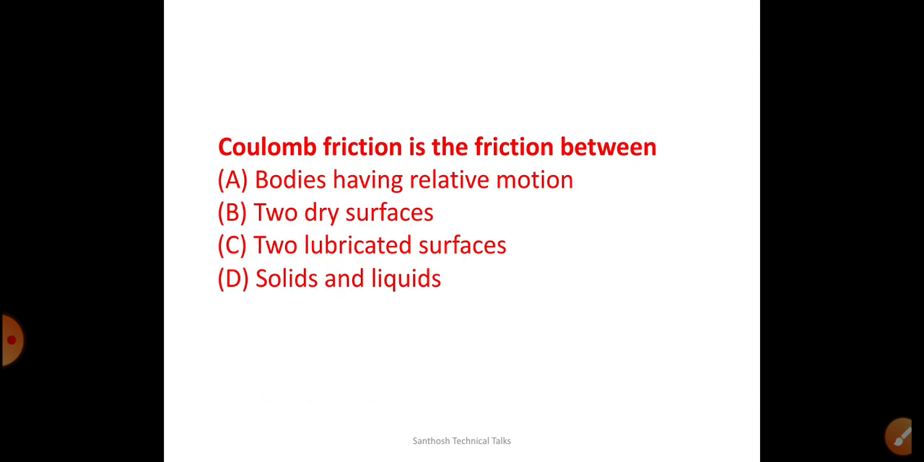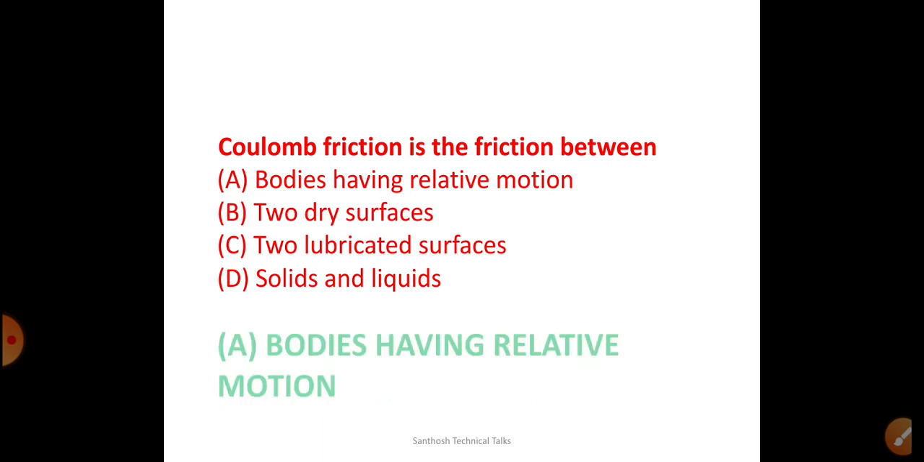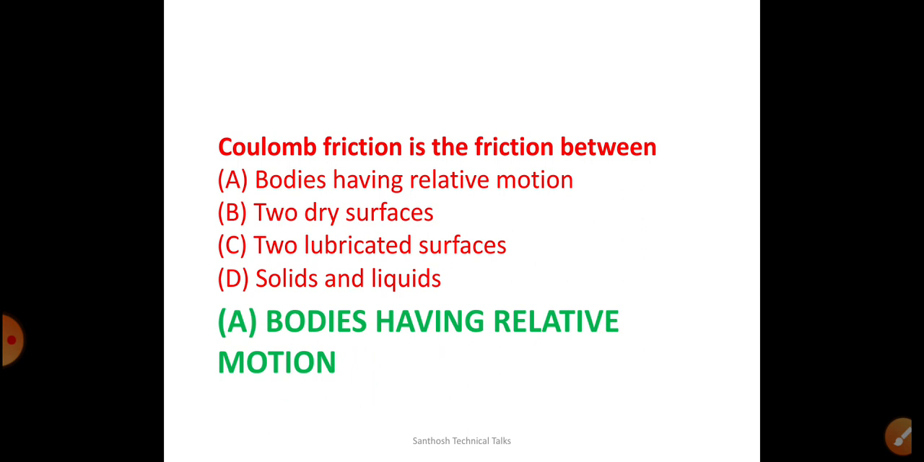Okay. Next, Coulomb friction is the friction between bodies having relative motion. If the bodies have relative motion, then only Coulomb friction comes into play.